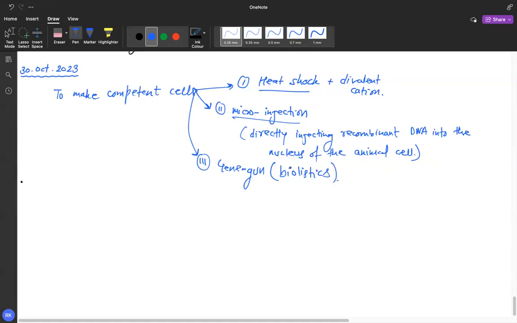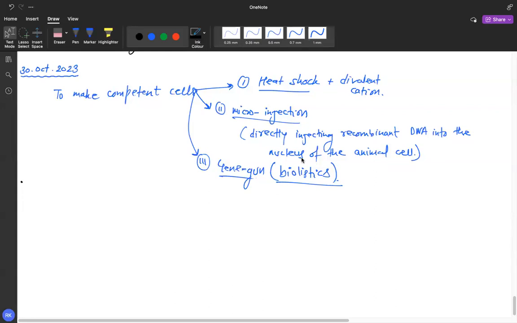Both these methods hint towards using a gun. Basically, you use a small device which is filled with microparticles. Like you must have heard of the term nanoparticle, but nanoparticles are too small. We don't need that. We can work with microparticles, and these microparticles are made of metals which are non-reactive inside a cell. So either it is gold or tungsten.